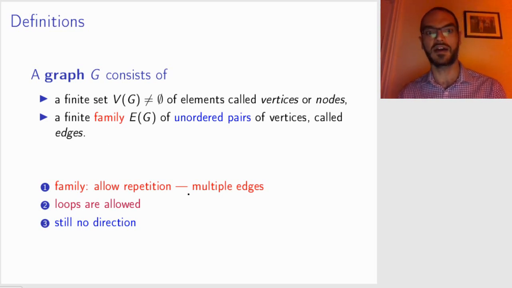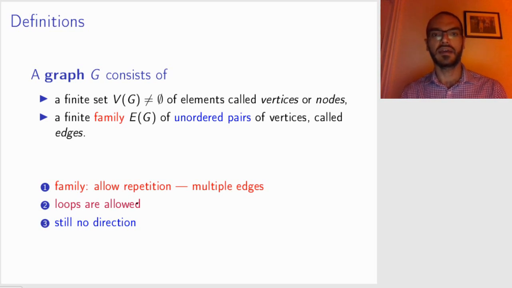But the point is we allow multiple edges. And also this word distinct vertices is gone. Now we allow loops. However, we still require the pairs to be unordered, so we have no direction of our arrows. So this is how you define a general graph.